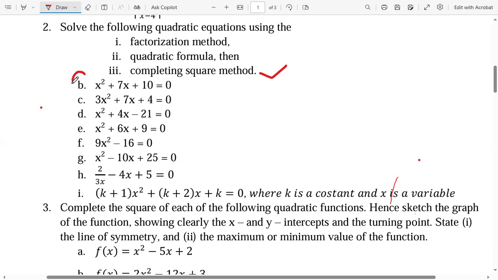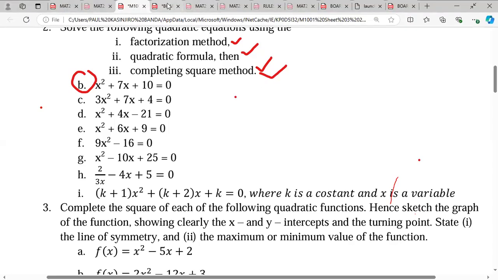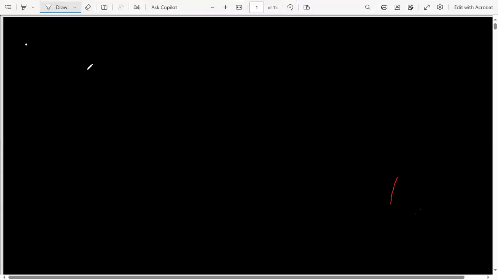Meaning on each of these equations here, we are going to solve it first using the factor method, and then we solve it again using the quadratic formula, and then finally using the completing the square method. Okay, so let's do the first one there, and then we'll see how we shall go. The first one has x squared plus 7x, and then plus 10 is equal to 0. So let's see how we can best solve that one.